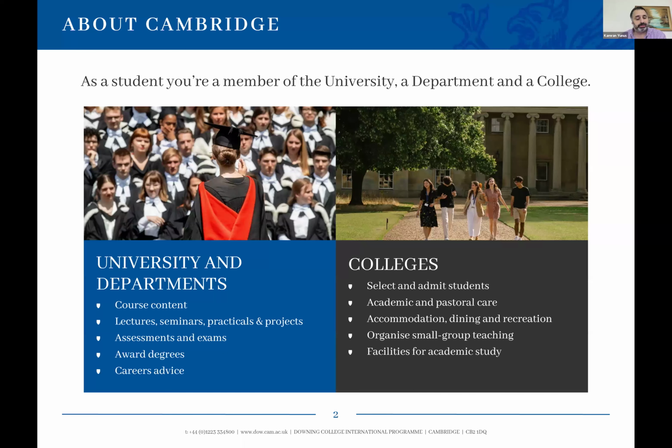So when you apply to the University of Cambridge, you have to apply to one of the 29 undergraduate colleges. And that college then reviews your application and decides whether they're going to admit you to study a particular subject at the University of Cambridge. And every college has its own quota of how many students they admit, and they'll have a quota for each subject that they admit for.